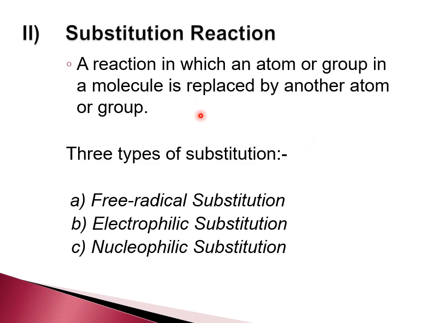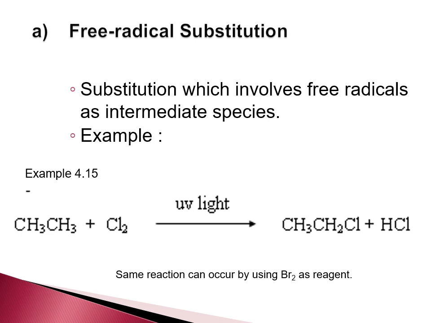A substitution reaction is a reaction in which an atom or group in a molecule is replaced by another atom or group. There are 3 types: free radical, electrophilic, and nucleophilic. We have seen free radical substitution when learning about homolytic cleavage and free radical formation. This is Cl2, the one that will initiate free radical substitution, undergoing a reaction to produce free radical Cl dot. Substitution here involves a free radical as intermediate species, so we need UV light or sunlight to make this reaction. This is a reaction on an alkane. This is ethane. It will form chloroethane as a product.